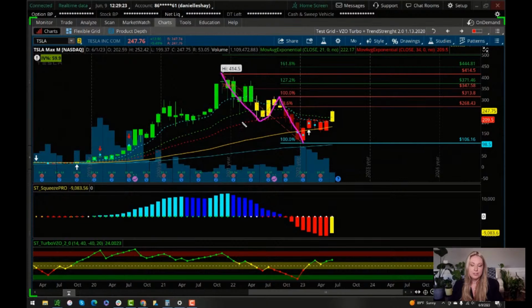Now, when you use symmetry, which again, we're gonna do next Friday, what you're doing is you're measuring this swing and projecting it from here to see if this down move was the same as this move. In this case, it was, and that's the exact point where it bounced and started trading higher. In Fibonacci, this is going to be called a two-step pattern, very bullish, by the way. And we also have a very bullish monthly squeeze.